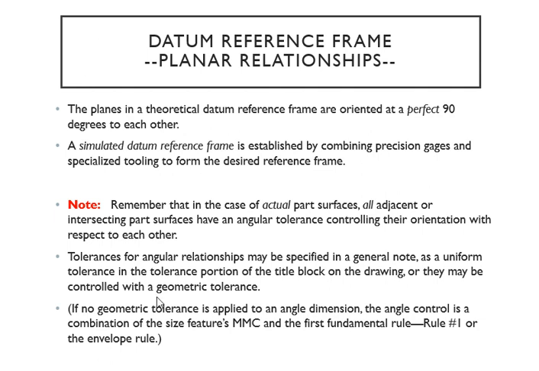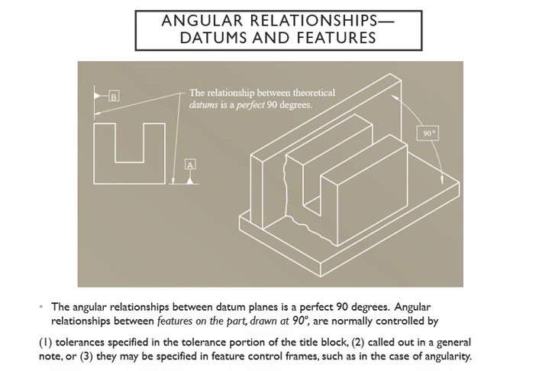So I just try to tell you, if no geometric tolerance is going to apply to the angle dimension, your angle control is going to deal with the size features at MMC, the maximum material condition. And of course, that's your rule number 1, which we call the envelope rule, in the first couple of chapters.